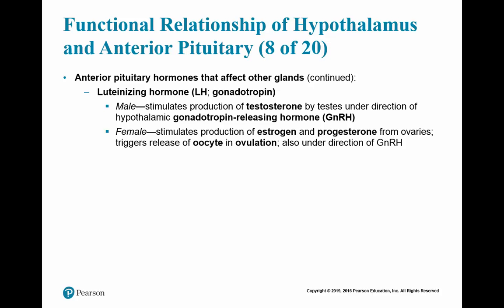Luteinizing hormone. Okay. Gonadotropin releasing hormone from the hypothalamus causes the anterior pituitary to release luteinizing hormone. In a male, it goes to the testes, which make testosterone. In a female, it goes to the ovaries, which make estrogen and progesterone, which will trigger the release of the egg or the oocyte in ovulation.